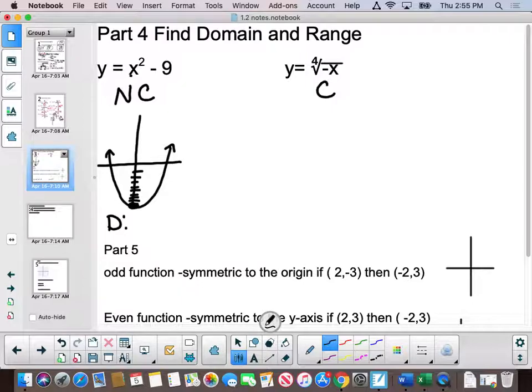Domain is the x-axis, and how wide is this really getting? Negative infinity to positive infinity. And the range, it's always the lowest to the highest, and the lowest spot that this is gonna go to is negative 9, including negative 9, to infinity. So there's one not using a calculator, you shouldn't have to.